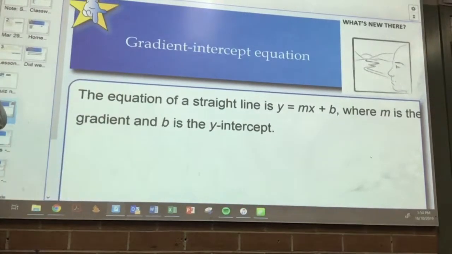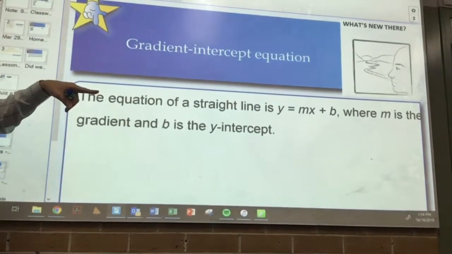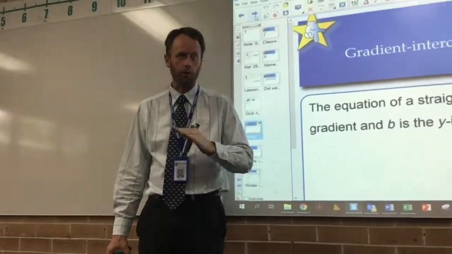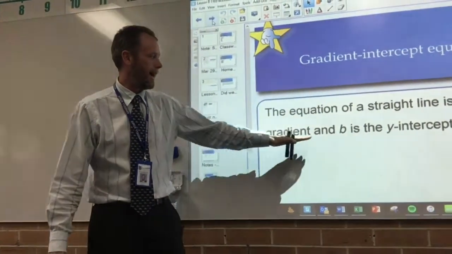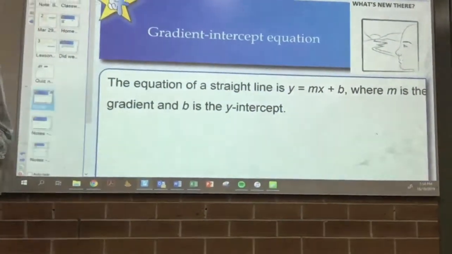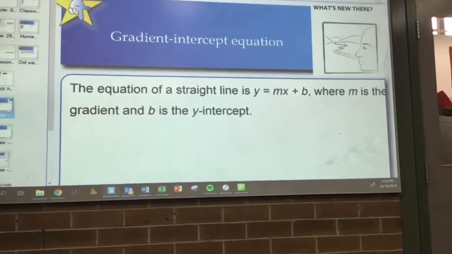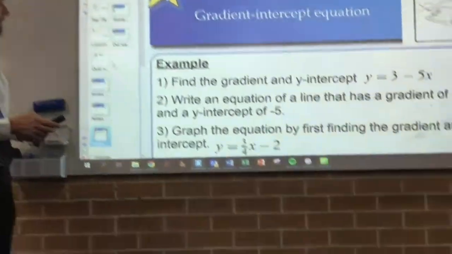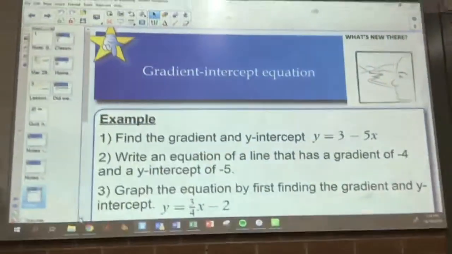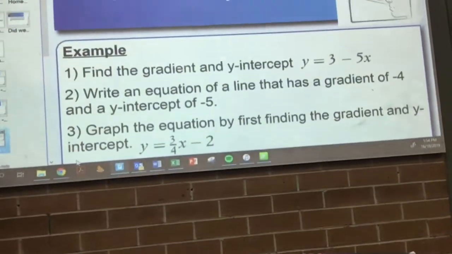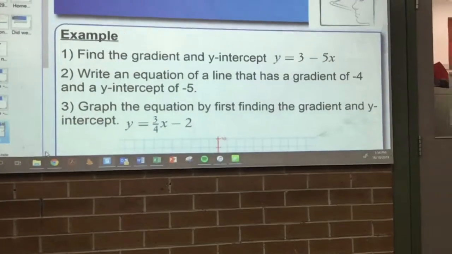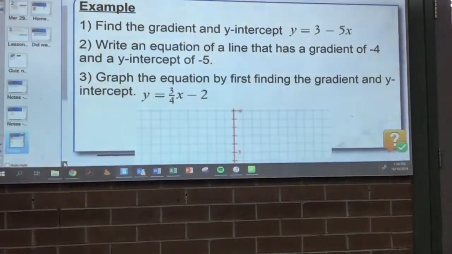The equation of a straight line is y equals mx plus b, where m is your gradient, the slope, the rise over the run, and b is the y-intercept, where it cuts the y-axis. Let's look at a few examples that I have here for us, and just quickly work them through. Once you know this form of an equation, it actually makes it really easy to get it out.